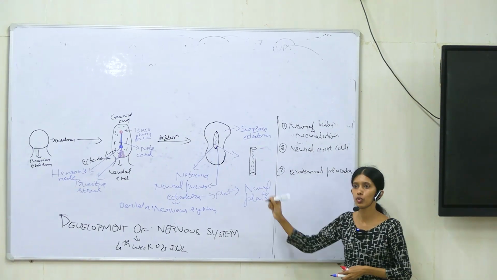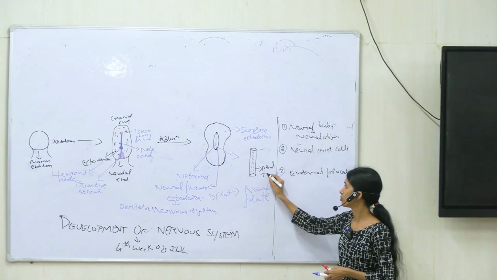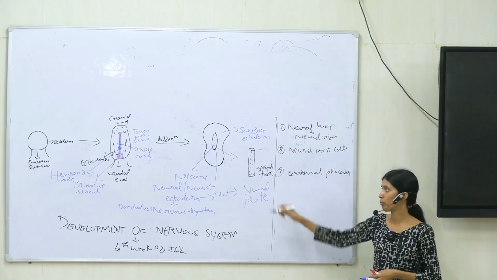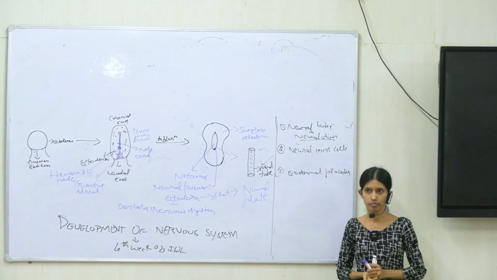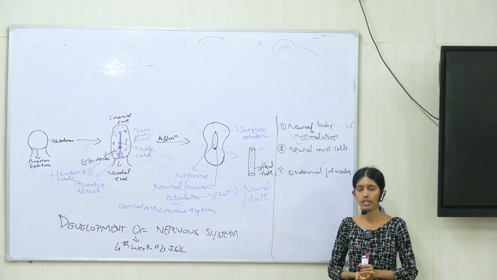Okay. This tube-like structure is called the neural tube. This process of formation of the neural tube is called neurulation. Any doubts in this? Any doubts?